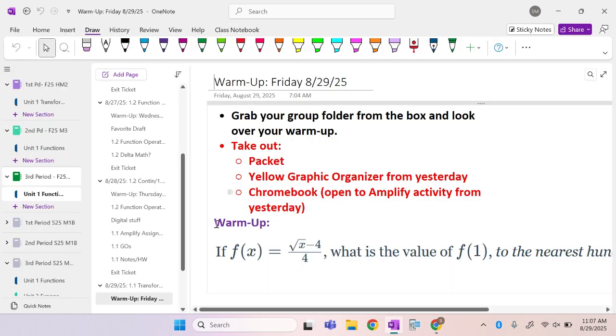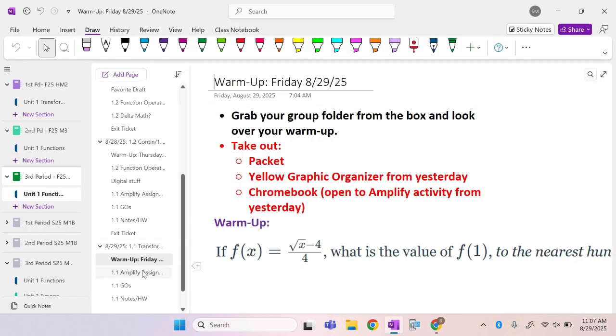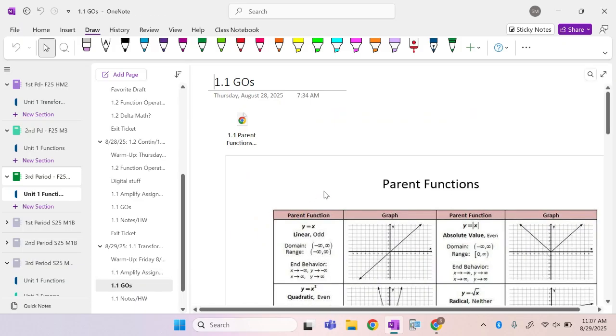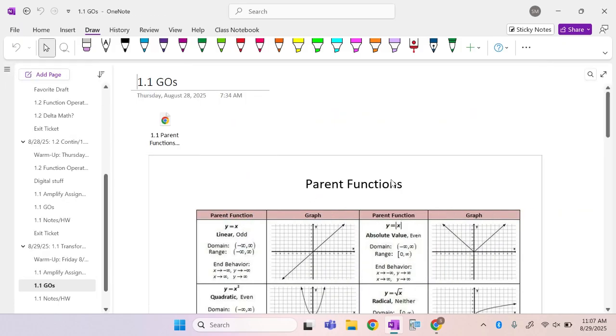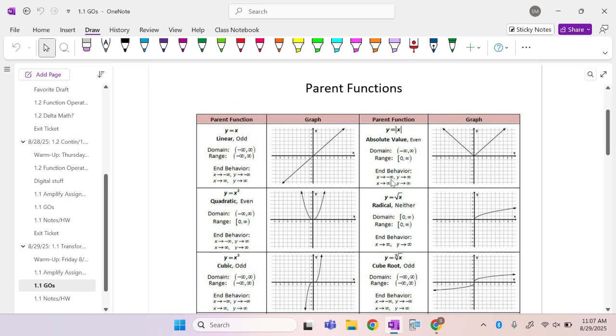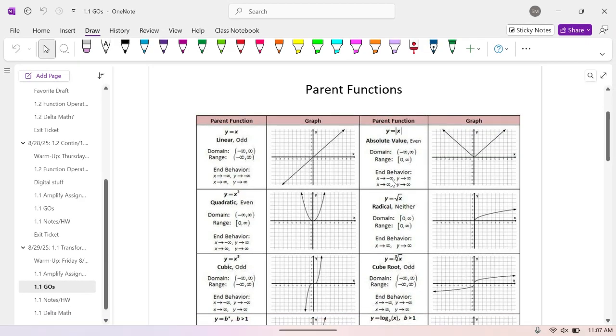I'm going to be starting on the side that says parent function, so it should be on the back, I believe. All right, so essentially all that. Yes, ma'am. Oh, one more.